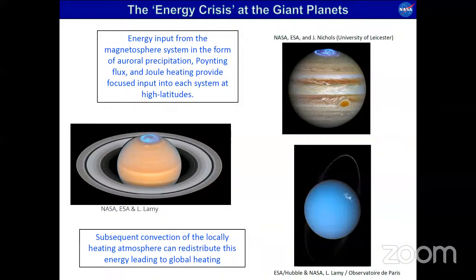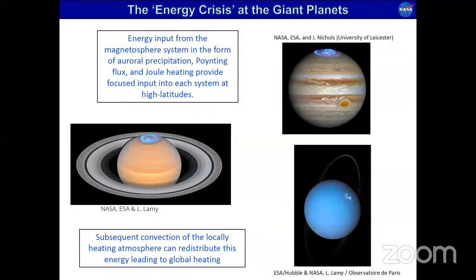And so we know that when you see things like that and you have a magnetosphere coupled system, you have energy input in the form of auroral precipitation, so the particles themselves. You'll have Poynting flux, so electromagnetic field energy, and Joule heating associated with the convection of those magnetic field lines above the poles that generates this focused input of energy into these systems at high magnetic latitudes, even if they're not actually high latitudes geographically.